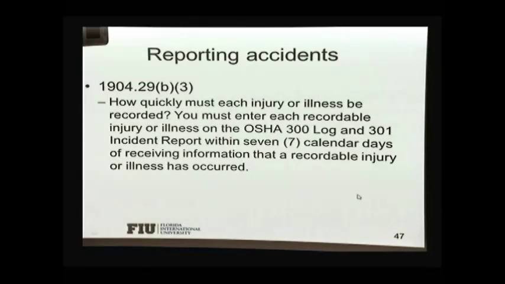All right. How quickly must each injury or illness be recorded? You must enter each recordable injury or illness on the OSHA 300 log and 301 incident report within 7 calendar days of receiving information that a recordable injury or illness has occurred.